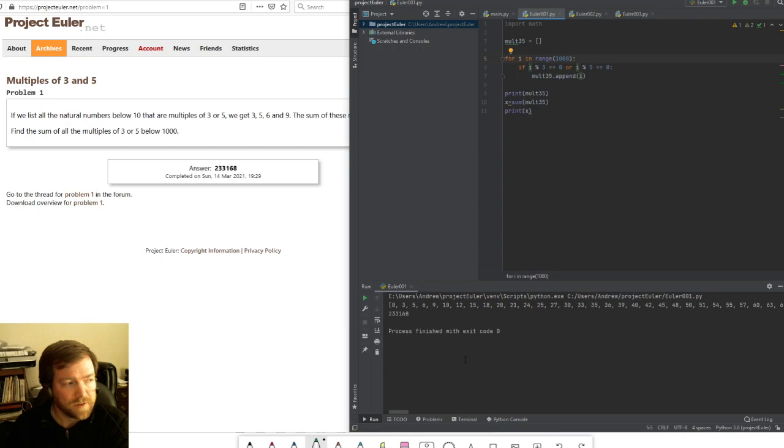Well, it didn't yell at me, so... this percent here is the modulus operator. So for anybody who doesn't know about that, you take the first number and you divide it by the second number, and then you find the remainder. So if the remainder of I divided by 3 is 0, you do double equals for proving something is true or false. So if I divided by 3 has a remainder of 0, or I divided by 5 has a remainder of 0, which is what we're going for, multiples of either 3 or 5, then we're going to take that number, I, and append it to the list mult35.